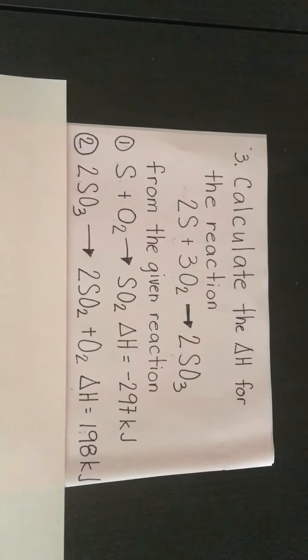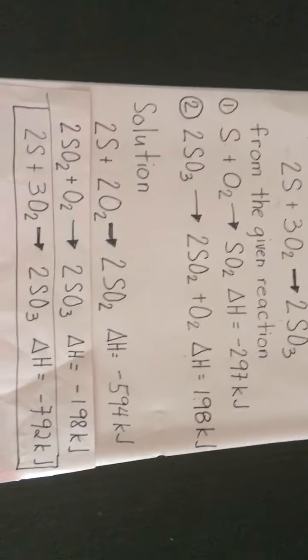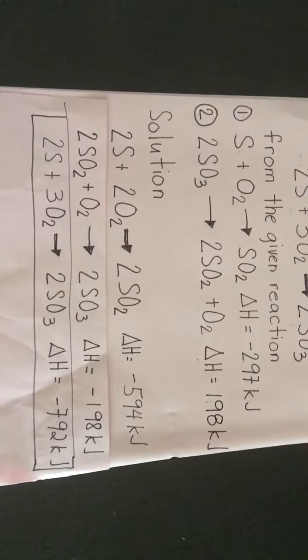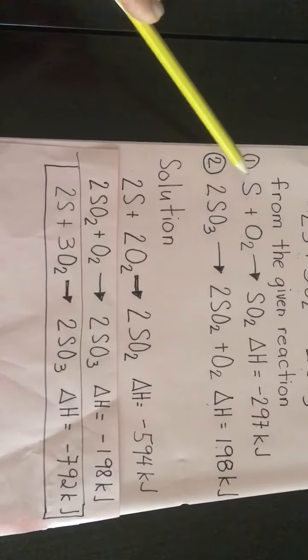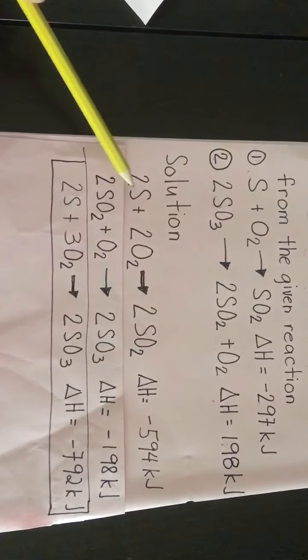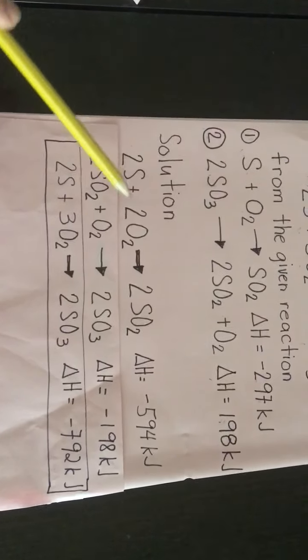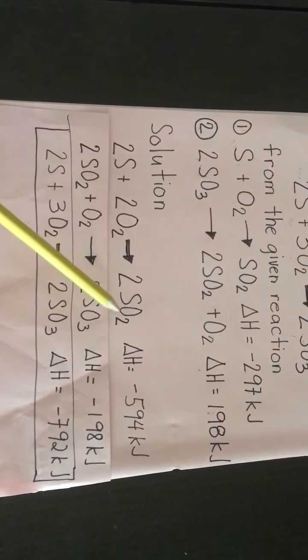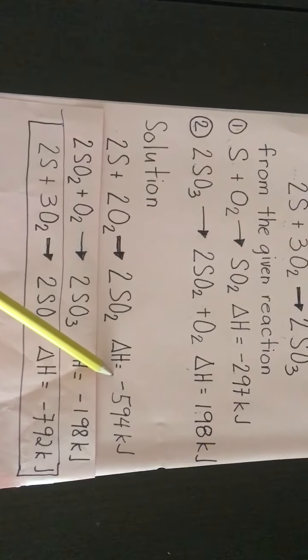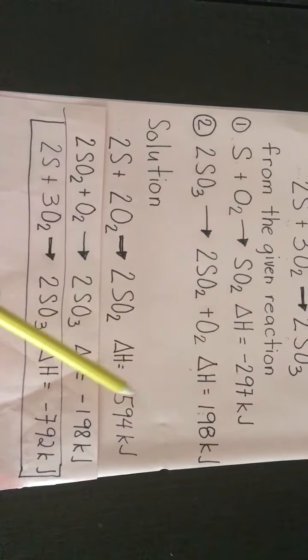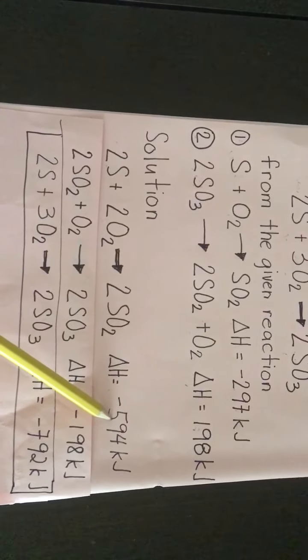So let's take a look at what it looks like now. Here's our solution. As we said earlier, equation 1, we have to multiply it by 2. Multiplying it by 2 gives us 2S and 2O2 to form 2SO2, as well as our delta H, which is now negative 297 times 2, giving us negative 594 kilojoules.